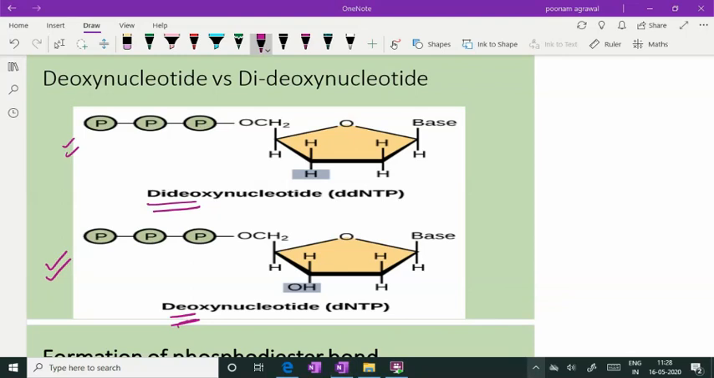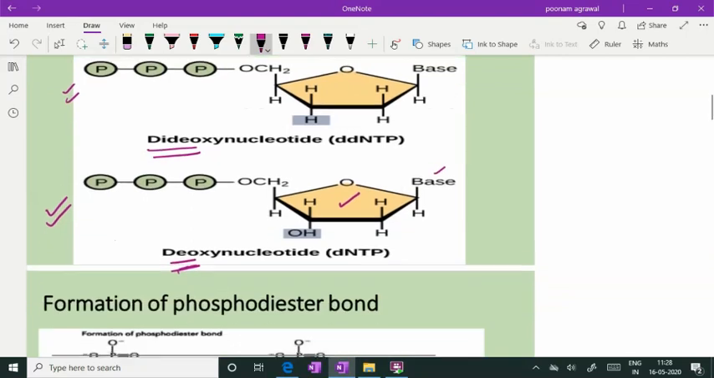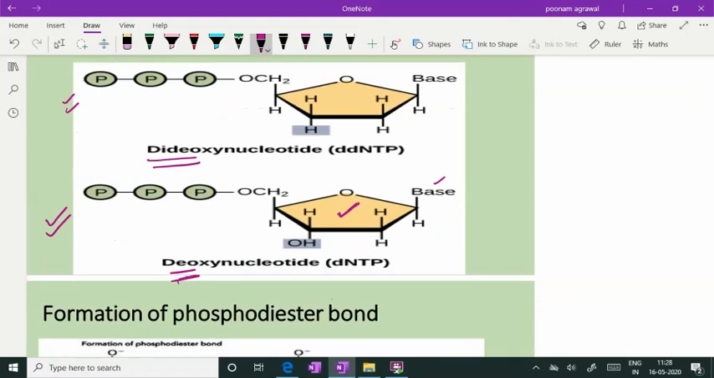Deoxynucleotide has the deoxyribose, then a base, purine or pyrimidine base, and then the phosphate along with it. This yellow highlighted portion is the deoxyribose, which does not have the second hydroxyl, but the third hydroxyl is there. This kind of deoxynucleotide is needed for making DNA, whether in PCR or in natural DNA replication. Whenever deoxynucleotides are added, the DNA chain undergoes elongation and synthesis of DNA takes place.